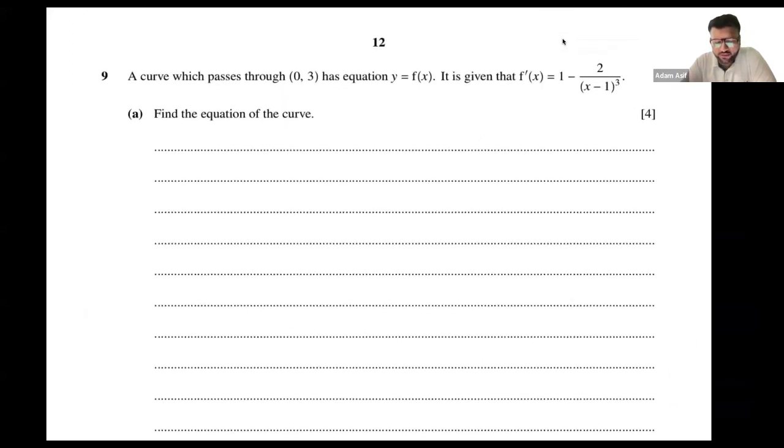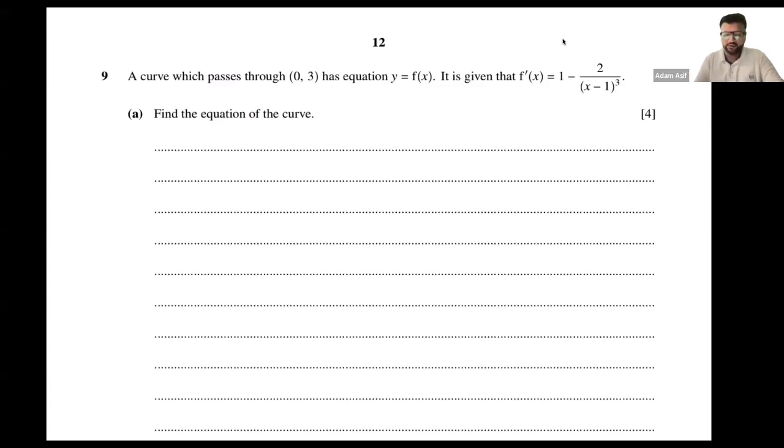Okay, a curve which passes through (0, 3) has the equation y equals f of x. It is given that f prime of x is 1 minus 2 upon (x minus 1) cubed. Find the equation of the curve. We have the gradient function. We need to find the equation of the curve. We are going to integrate the function.